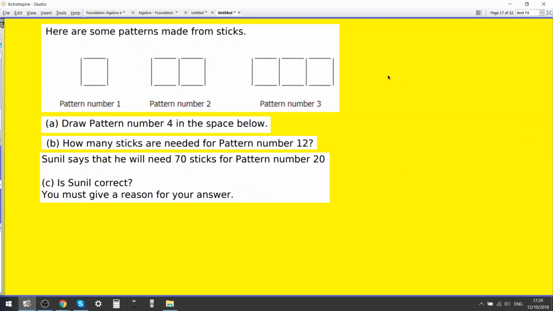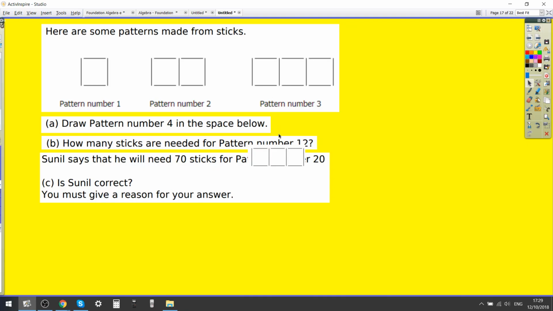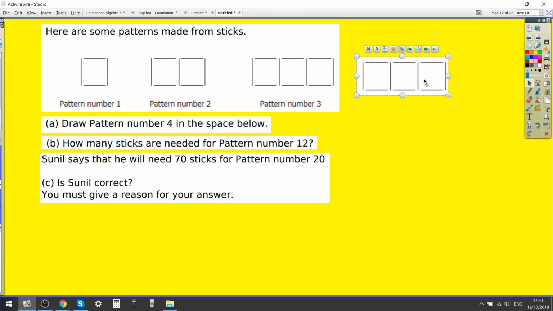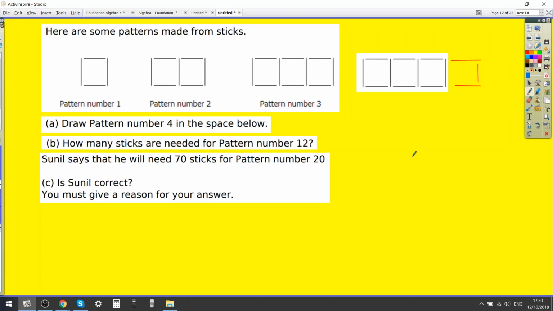And it's easier if you do A, B, and C. Usually I say skip the easy one, but it makes it easier if you do it. So just in order, A, B, C. Alright, so you just draw a line going across from the top and bottom. And then a line in between them, like on the right, yeah. And that's that. Number 4. How many sticks are needed for pattern 12?